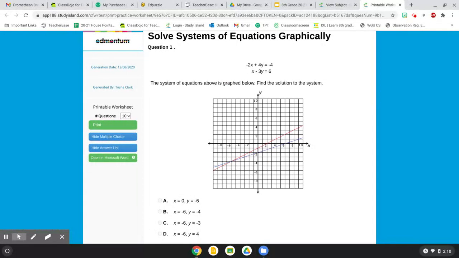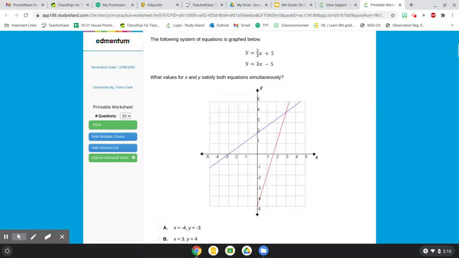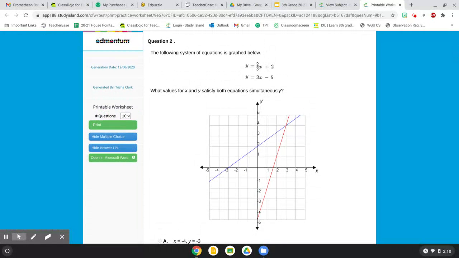All right, moving on into this Study Island topic that you're working on today. It's solve systems of equations graphically, which is what you started to learn yesterday. You're going to have a system of equations, and that's just two or more equations. It's telling you that these two equations are graphed on the graph below. Then it's asking what values for x and y satisfy both equations simultaneously. That just means at the same time. So what x and y values do they have in common?